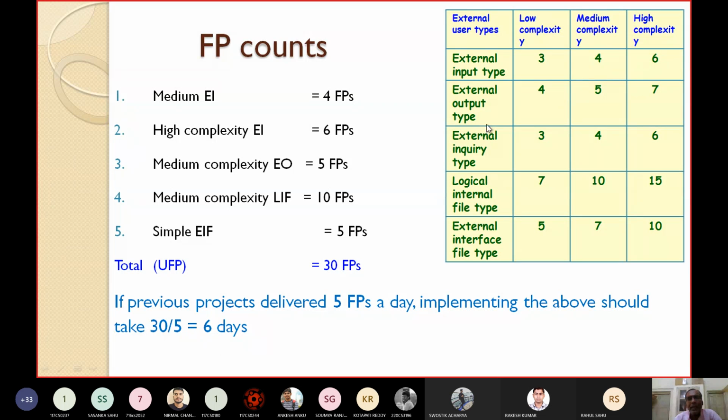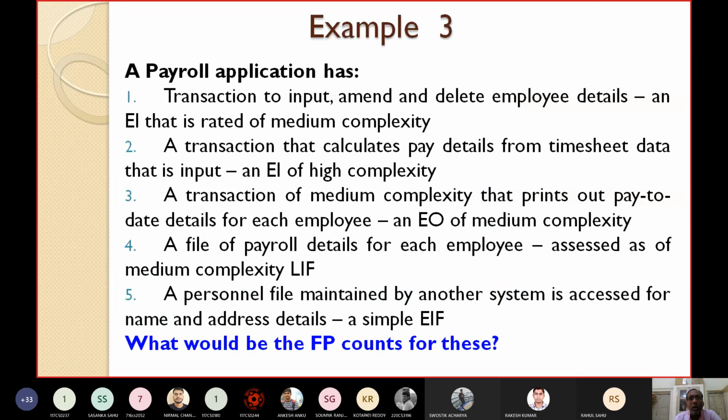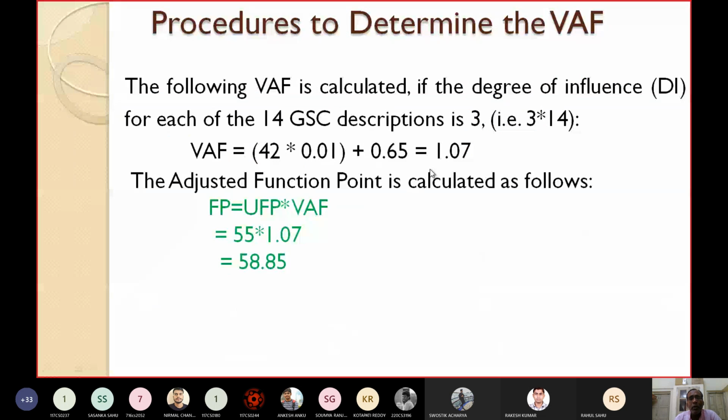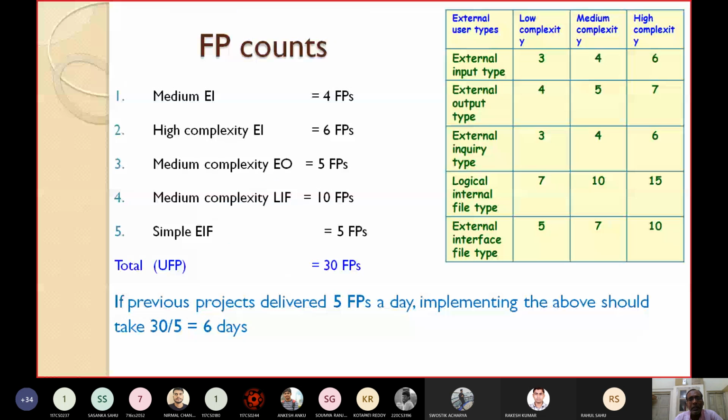Similarly, if the degree of influence values are given to you, you can easily find out the adjusted function point. Suppose we assume that all the influences are medium. Then for medium we know the value is 1.07. If all the general characteristics have medium influence, then VAF is equal to 1.07. So how much will you get here? 30 into 1.07, that will give you the adjusted function point.